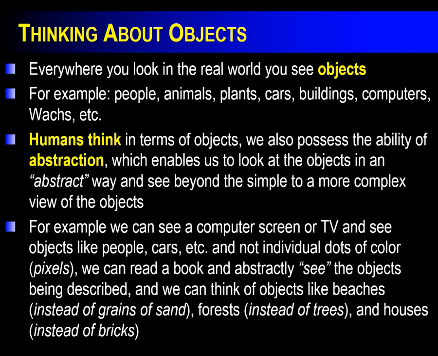This also involves an abstract quality or a quality of abstraction, which allows us to see beyond simple things and put things into groups. So for example, when you see your computer screen, you don't look at individual dots. You look at the big picture. When you're on the beach, you don't see all the individual grains of sand. You see the big beach.